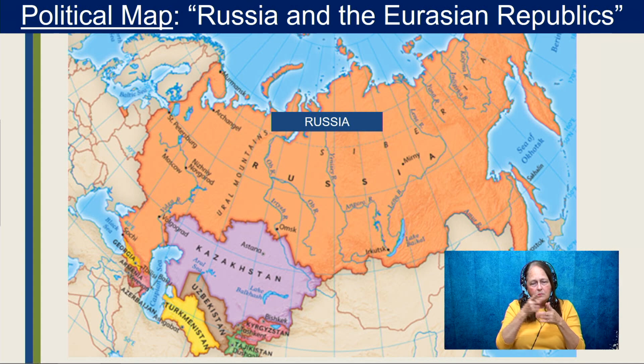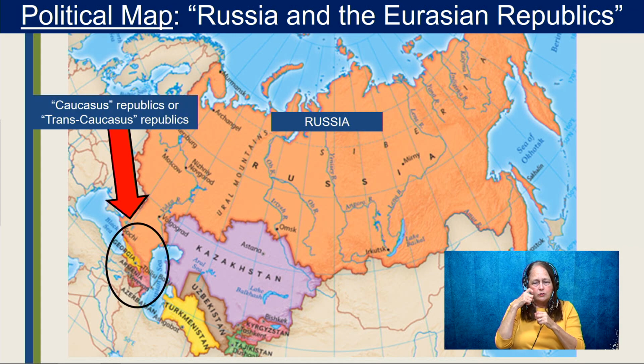As you can see, this is a political map of Russia and the Eurasian republics. We can tell that this is a political map because of all the vibrant colors. Kazakhstan is not really purple in real life, okay? So obviously, the purpose of this map is to show the areas and the borders of these countries. Let's first start with Russia in the orange.